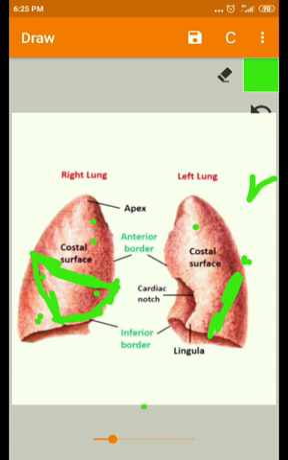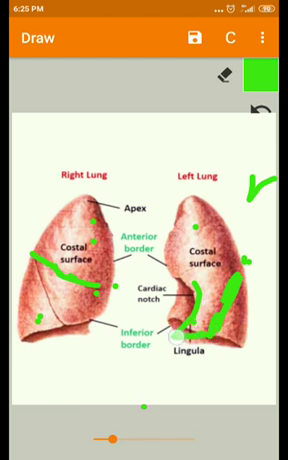This fissure runs horizontally at the level of the fourth costal cartilage and meets the oblique fissure at the mid axillary line. On the left side there is a tongue shaped projection which is present below the cardiac notch. Here this is the cardiac notch and you have a tongue shaped projection. This we can't see on the right side.